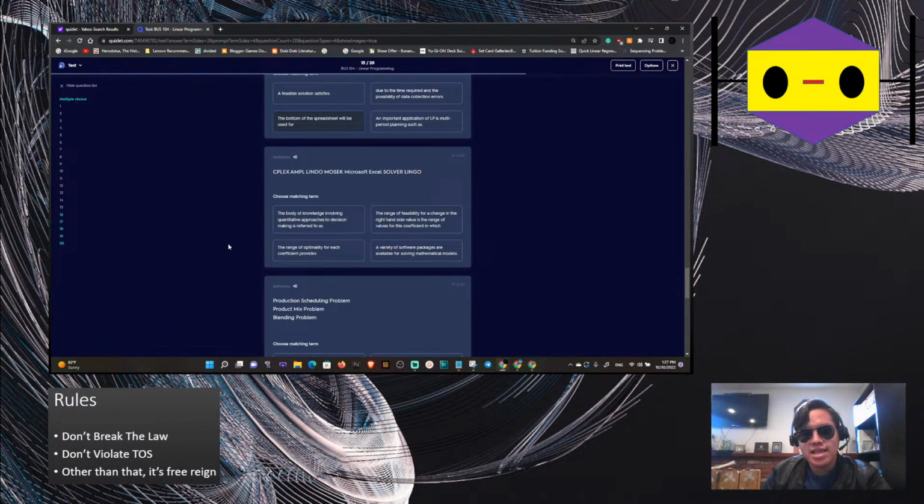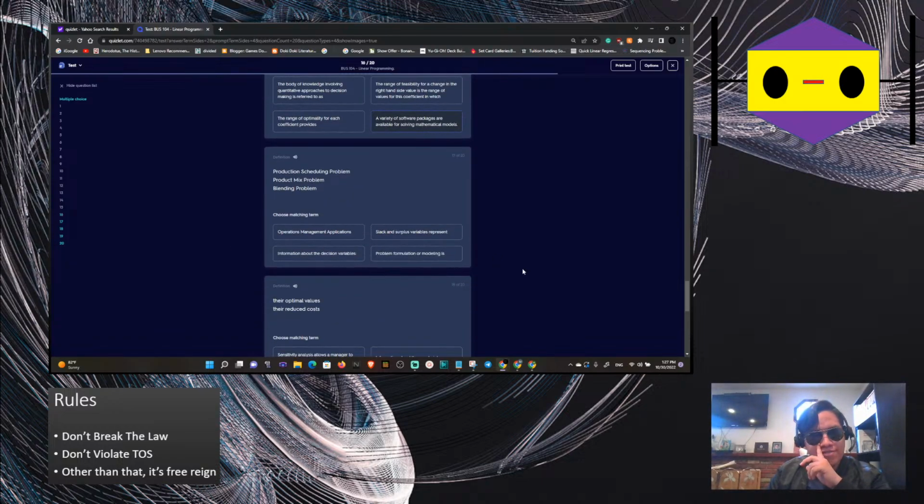Simplex, AMPL, Lindo, MPSX, Microsoft Excel and Solver, Lingo. What are these? Those are a variety of software packages with solvers. Should be the one on the bottom right? Yep.